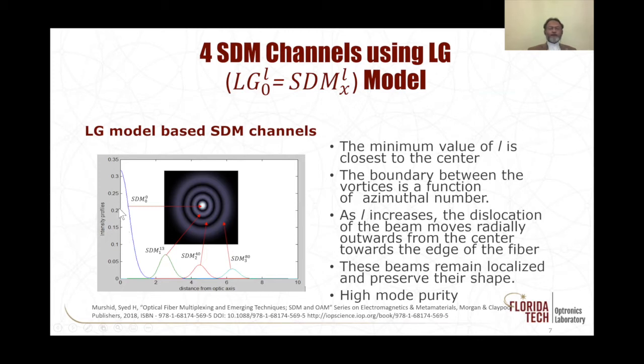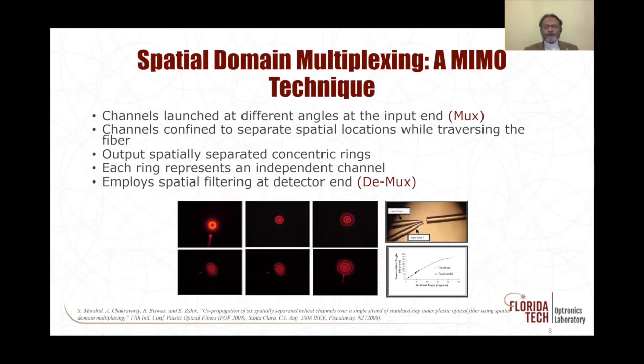So what we do over here, these rings are basically again LG0L, but they are picked in a fashion that the energy intensities do not interfere. And if the energies do not interfere, I can have 4 different channels as shown over here to go through the optical fiber. The same core, 4 channels, those are independent of each other and they do not interfere with each other. Okay, folks.